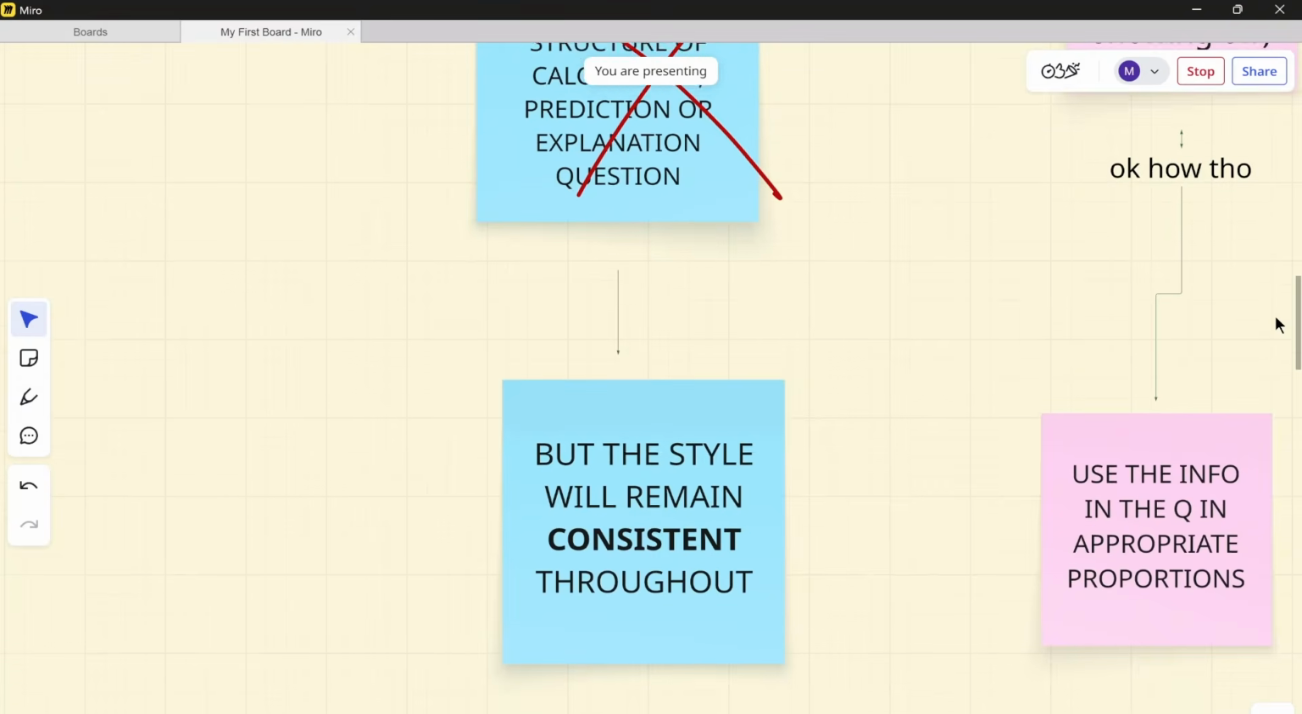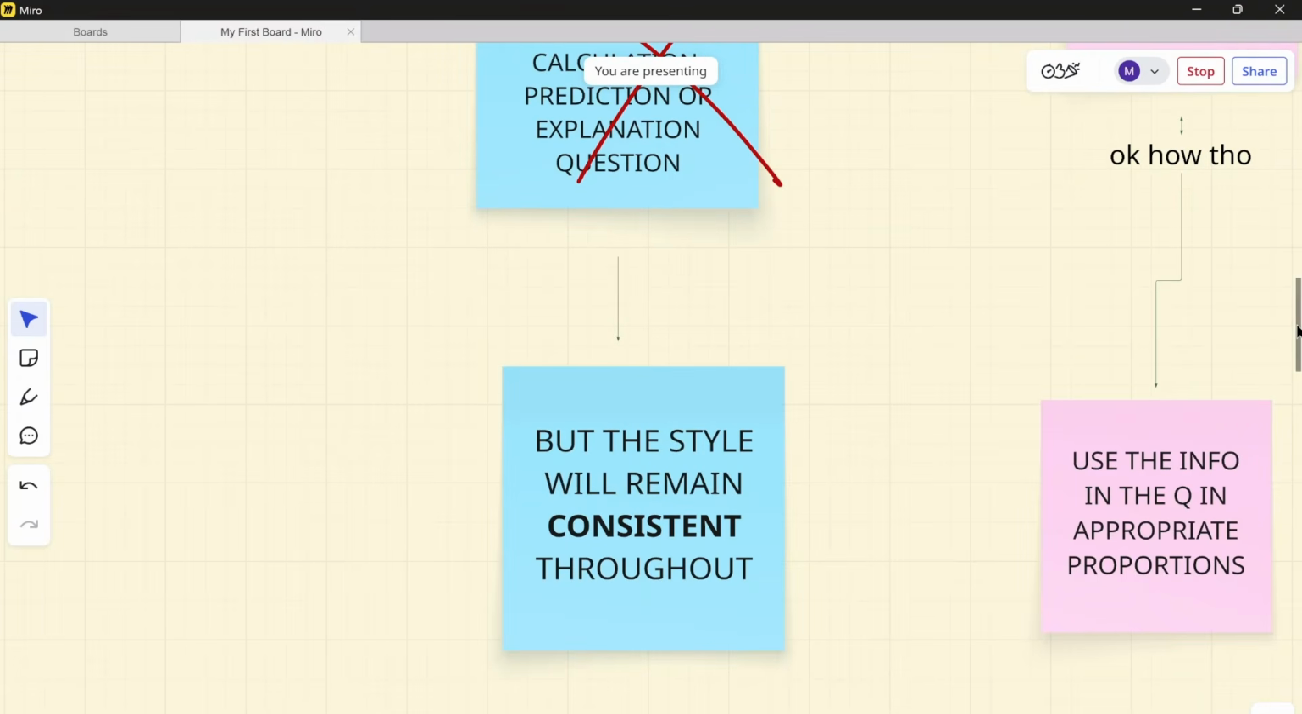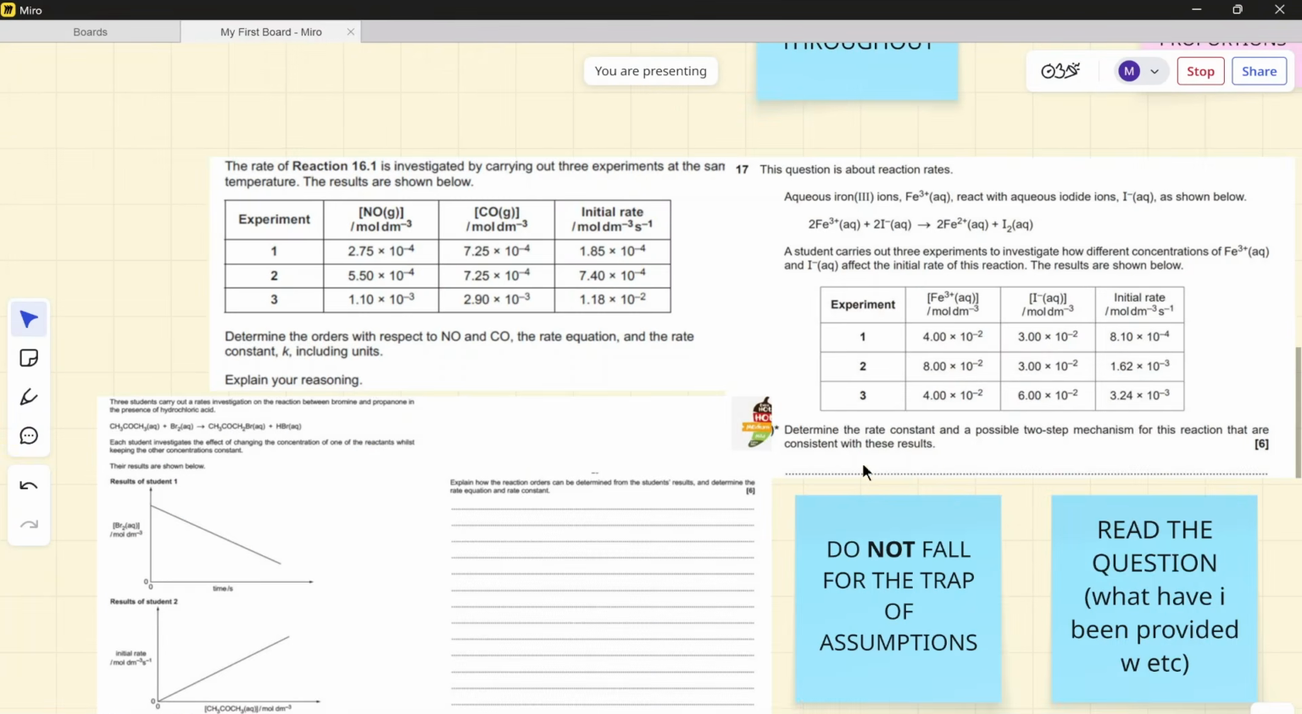So let's say you have a calculation question for reaction rates, right? As you can see here, I've got 3 questions for reaction rates. They're more or less the same. You can see here in this first question over here, determine orders, rate equation, rate constant, and I've got a table. The second question, I've also got a table. They're asking me to determine the rate constant and a 2-step mechanism. So these 2 questions are essentially the same, except the second one is asking us for a 2-step mechanism.